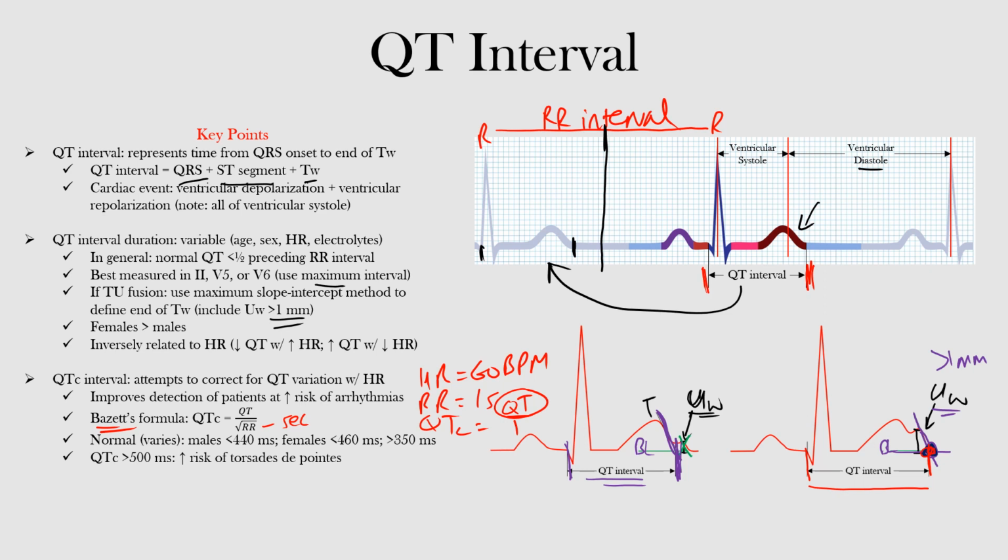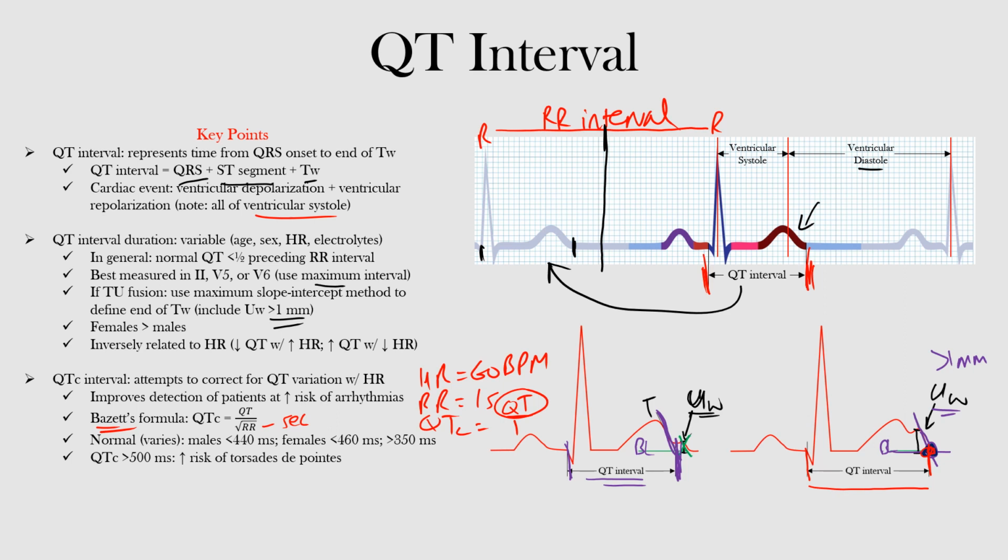All right, let's briefly review what we discussed before we end. The QT interval represents the time from the QRS onset to the end of our T wave. The QT interval includes the QRS complex, the ST segment, as well as the T wave, and it includes all the events of ventricular systole, depolarization and repolarization. The QT interval duration is variable, based on age, sex, heart rate, electrolytes, and so forth.